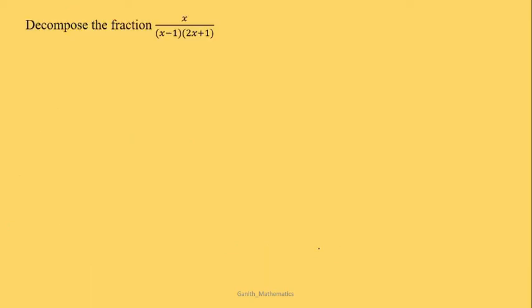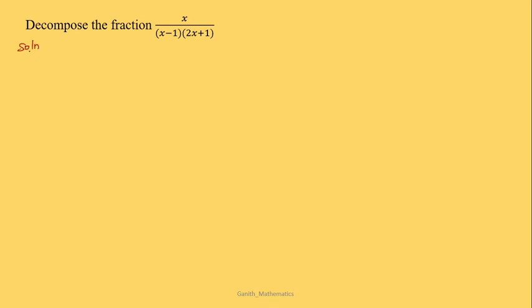So the next part: decompose the fraction x divided by x minus 1 into 2x plus 1. In this particular problem, look at the numerator, there is an x term. In the previous problem we had only a constant term, but in this problem we have an x term. And see the denominator, it is a multiplication of two factors, but there is a coefficient before this x, the 2. That is a little bit different from the previous one. So the same pattern only.